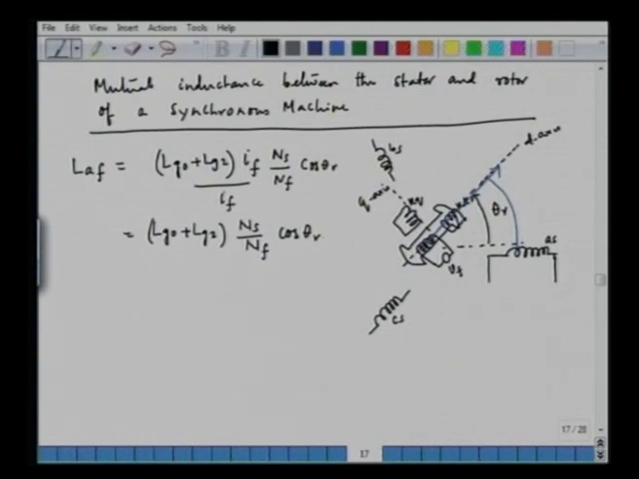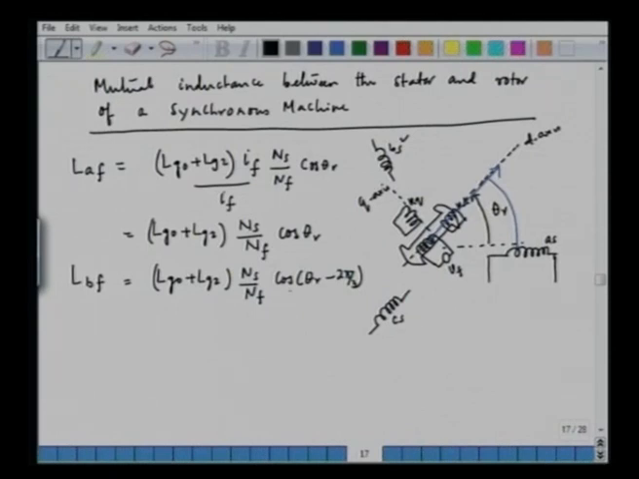Now, similarly, we can find out the inductance between phase B and the field winding. Phase B is here. So, we have something quite similar to this. So, this will be Lg0 plus Lg2 into Ns by Nf into cos of theta r minus 2 pi by 3, because B is shifted from A by 2 pi by 3. B is phase shifted from A by 2 pi by 3, and hence we have cos theta r minus 2 pi by 3, the angle between the phase B and the d axis, 2 pi by 3 minus theta r. And cos of minus theta is same as cos of plus theta, cos being an even function.